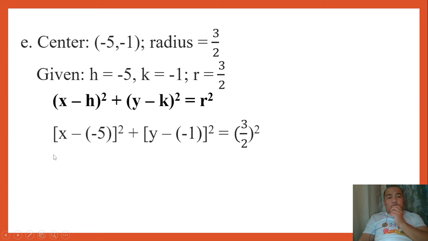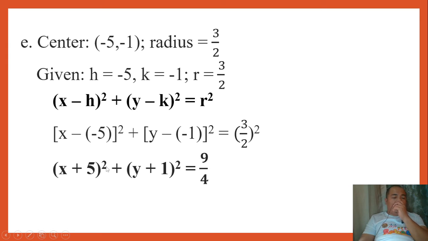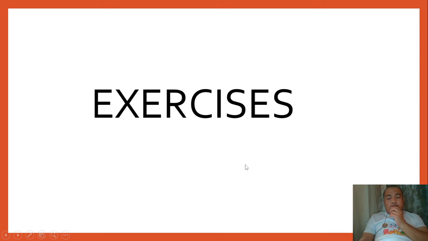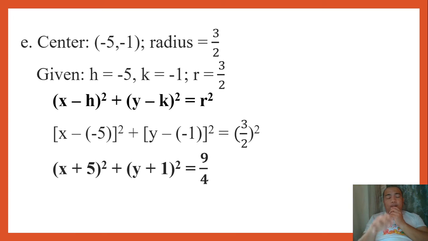So magiging plus yan kasi negative times negative is positive. So (x plus 5) quantity squared plus (y plus 1) quantity squared equals... What is the square of 3 halves? That means 9/4. This is now the equation of the circle in standard form.